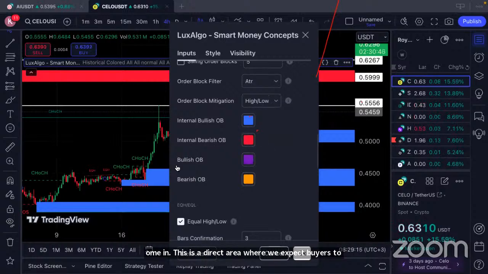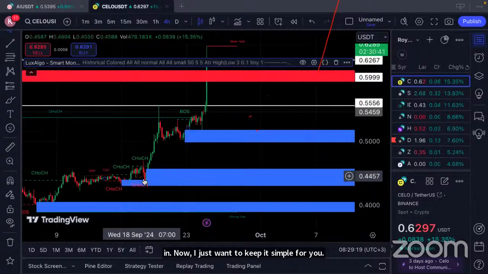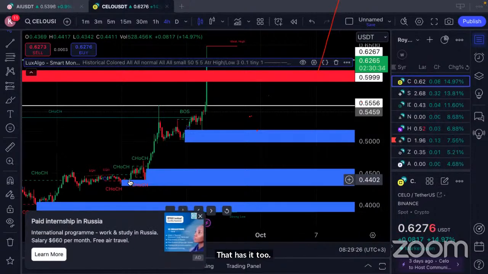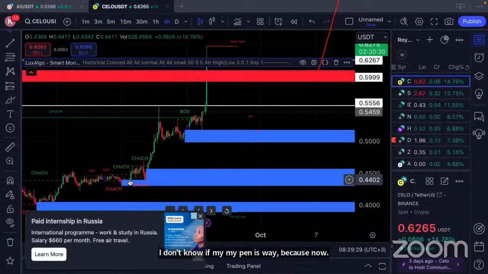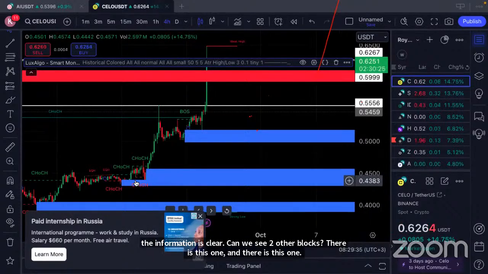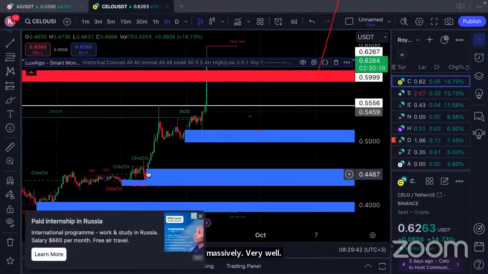Now, I just want to keep it simple for you. These internal order blocks, if you see an internal order block that has two, because now the information is clear, can we see two order blocks? There is this one and there is this one. When you see this, it means the coin is going to do massively, very, very well.